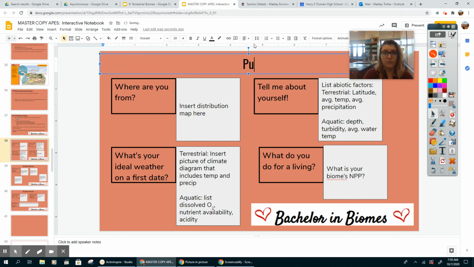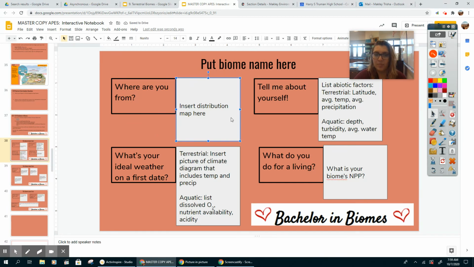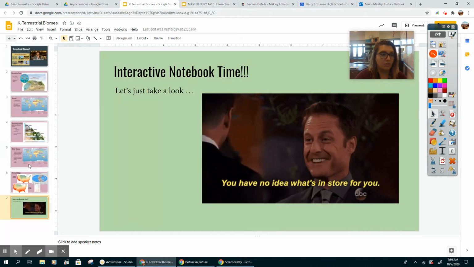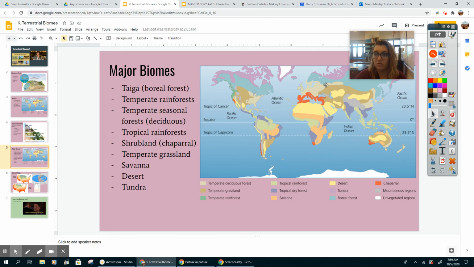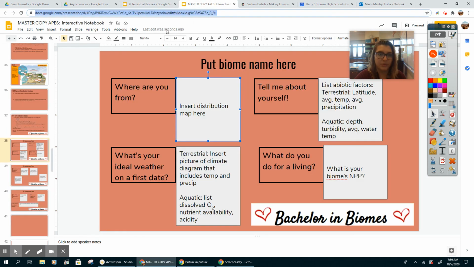So where are you from? You would put a distribution map in that box. If you don't want to put it in the box, delete the box and just put a distribution map there. The distribution map is like what this is. So you should be looking for just a distribution map of deserts, if that's what you're doing.